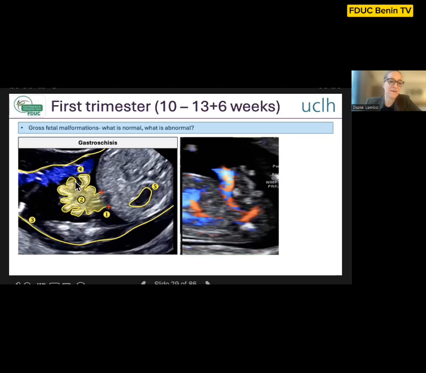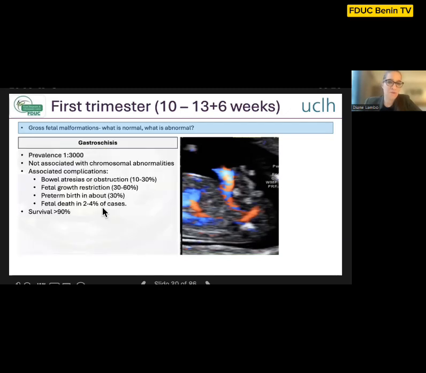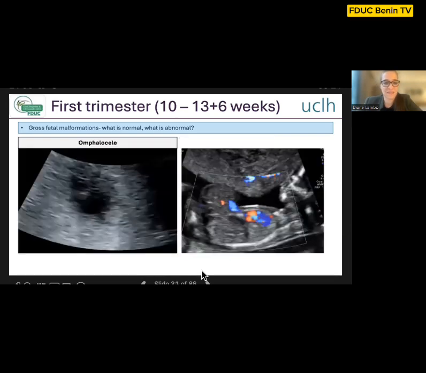Fetal growth restriction occurs in about a third of cases, and fetal death, if the background rate is around 1% or less, again tends to be a little bit more common in those pregnancies that are complicated by gastroschisis. Ultimately, however, when you're seeing this in the first trimester, we tend to counsel them quite positively in that the prognosis and survival of these babies occurs in more than 90% of cases.